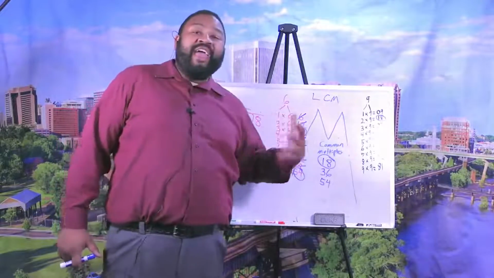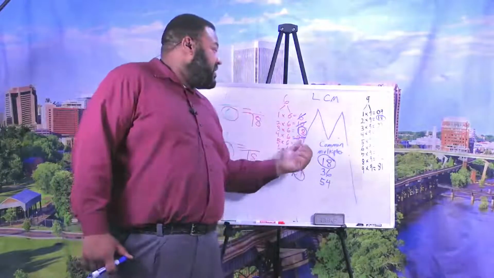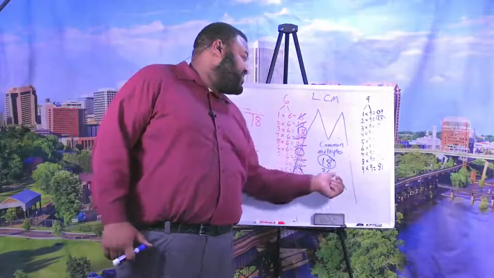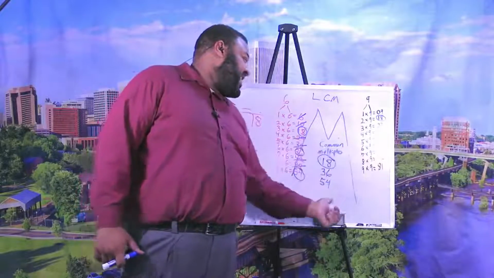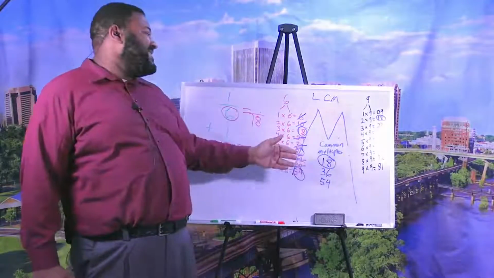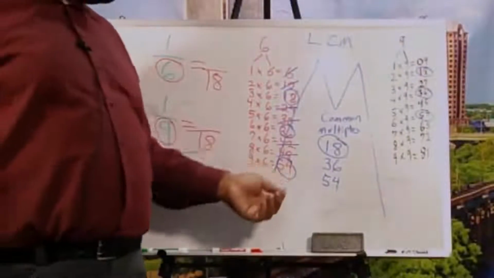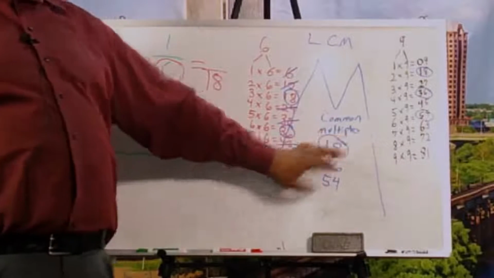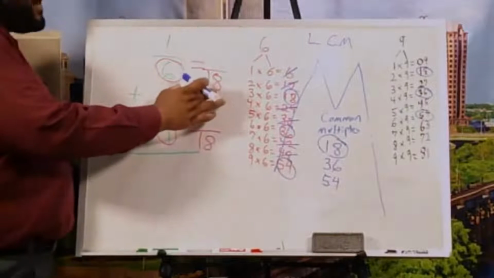Which is called a product or a multiple. I saw that both of them had an 18, check. Both of them had a 36, check. Both of them had a 54, check. Now, next question is, which one is the least common number? And that was 18. So now my least common multiple becomes my least common denominator.